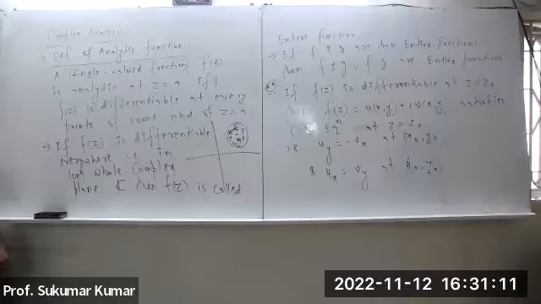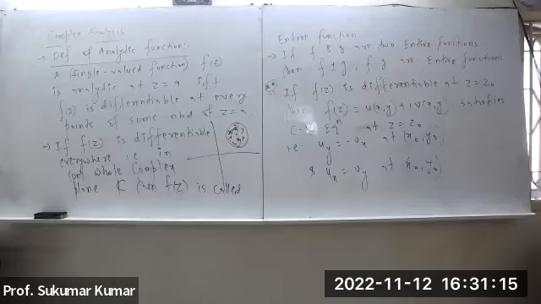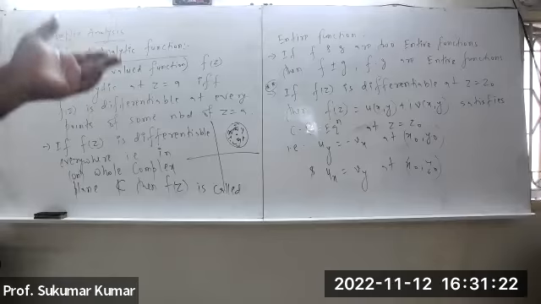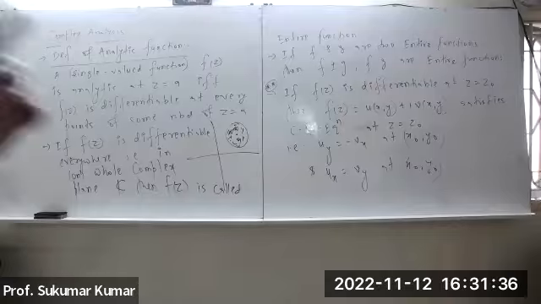What happened? Any confusion? No, no, I will write that. That only I told: the converse is not true here. The converse will be true whenever all the partial derivatives ux, uy, vx, vy exist at z equal to z naught and are continuous at z equal to z naught. Second, Riemann.